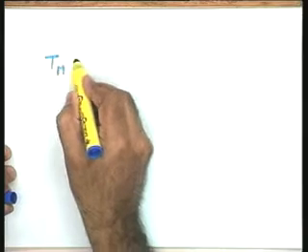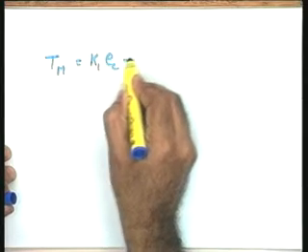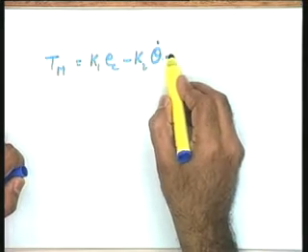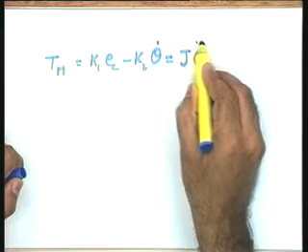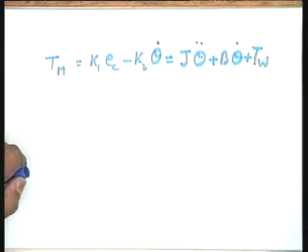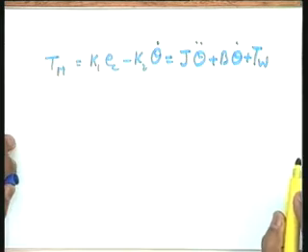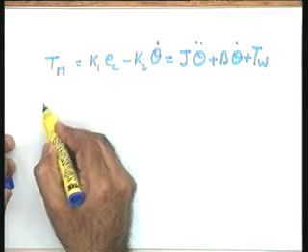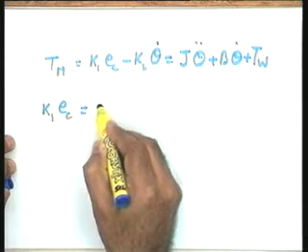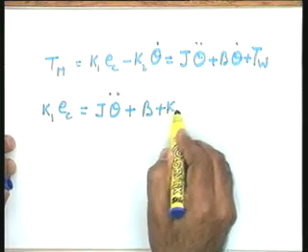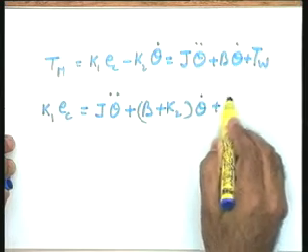Fine then. Going to this equation, Tm equal to K1 EC minus K2 theta dot. What is the load on the motor? The load on the motor is equal to J theta double dot plus B theta dot plus, let me write, TW. This becomes the mathematical model of the motor under consideration. This can be written in the form K1 EC equal to J theta double dot plus (B plus K2) theta dot plus TW.